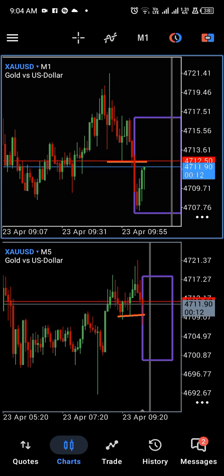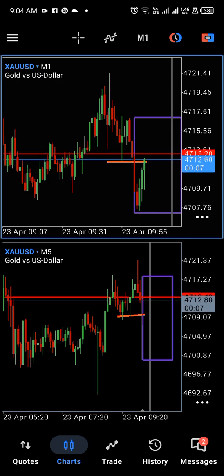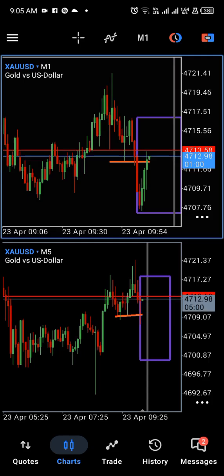Okay, on a 5 minutes time frame, it is a strong rejection. Maybe this is now trying to go back a little bit. We will see. That was an aggressive opening from the sellers anyway.